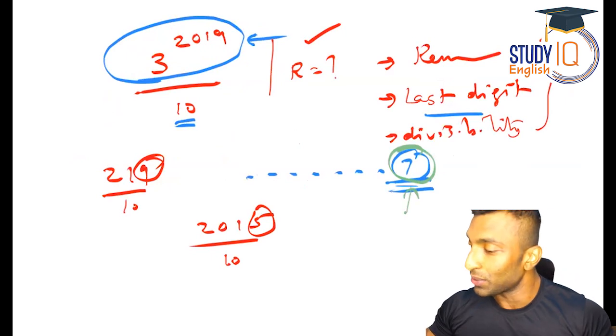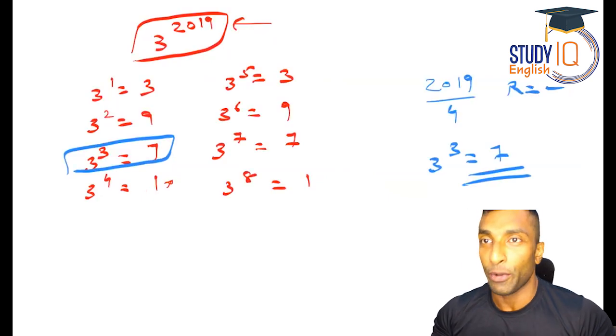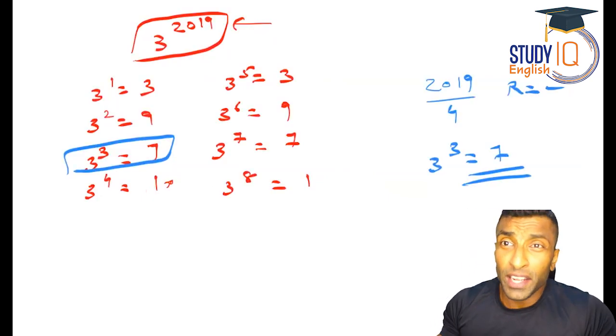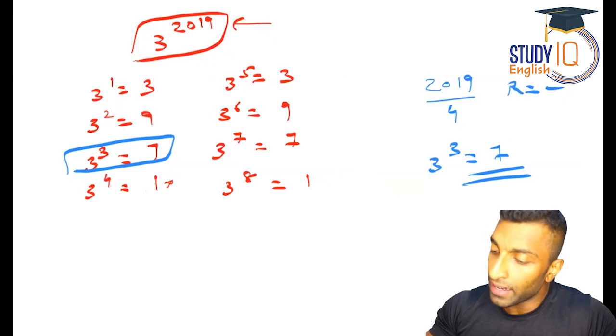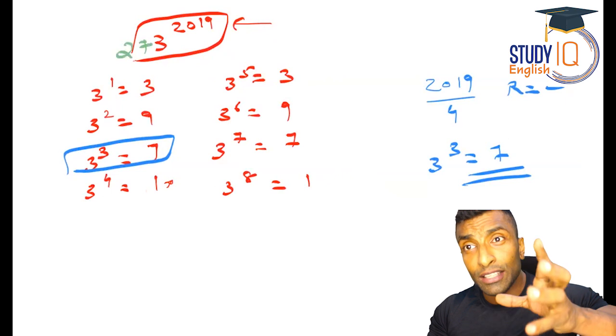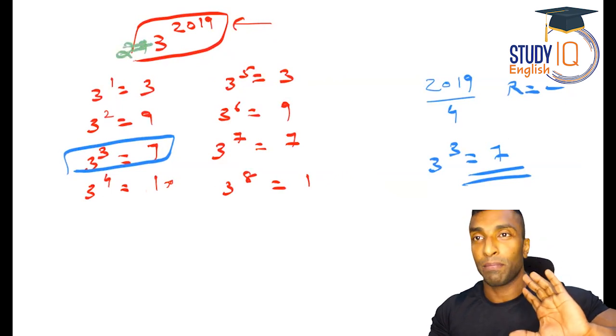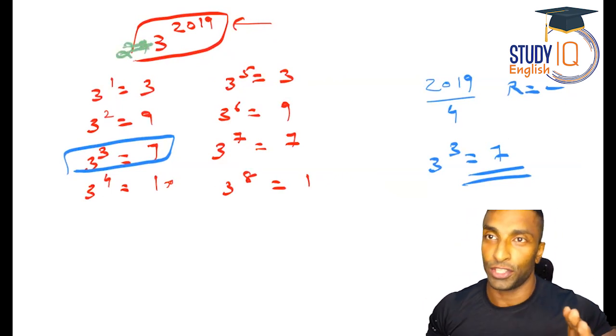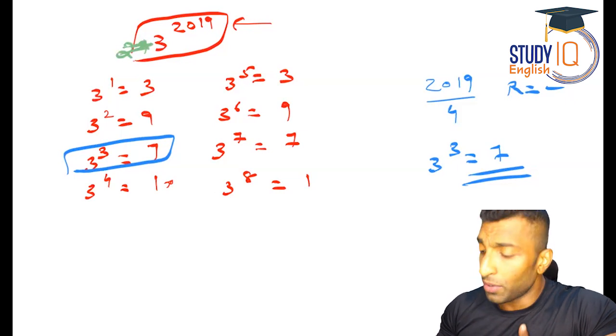So the actual answer is also 7, if you see this. Now, instead of 3 raised to 2019, what if 13 raised to 2019? It will be the same. The 1 is not important. For 13 raised to 2019, the answer is still the same because we just need the last digit.